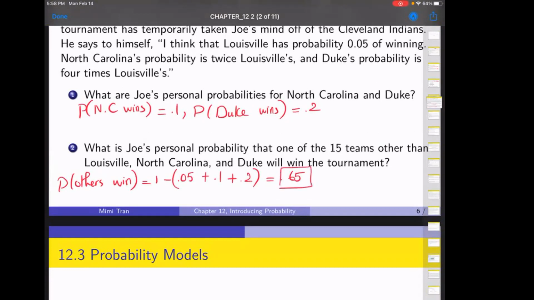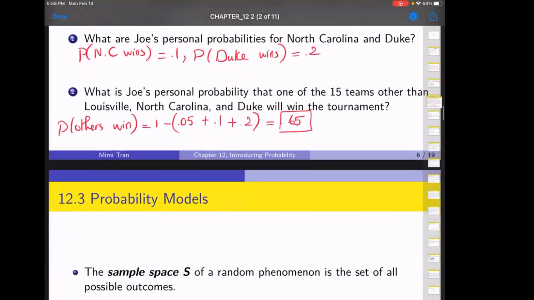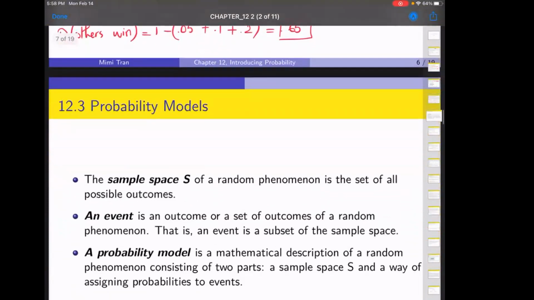So people, if you got number one right, one bonus check mark, number two, another bonus check mark, if you got it right, okay? If you got one right, you get yourself one bonus check mark. Thank you. All right, sample space is all the possible outcomes. That's all you remember. And make sure you know this, it'll be on the quiz.